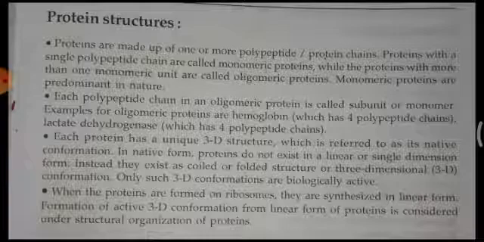Each protein has a 3D structure, which is referred to as its native conformation. In native form, proteins do not exist in a linear or single dimension form. Instead, they exist as coiled or folded structures, or three-dimensional conformations. Only such 3D conformations are biologically active.